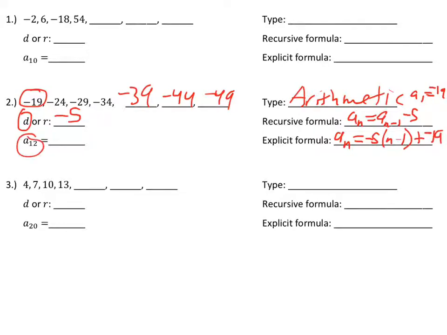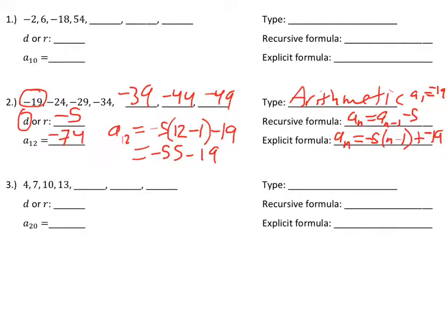And to get a sub 12, you're going to take your explicit formula and put 12 where you see the n. So we're going to do -5 times 12 minus 1, and then we're going to plus -19 or just subtract 19. 12 minus 1 is 11. And then -5 times 11 is -55. And if you subtract 19 from that, -55 minus 19, you're going to get your answer, which is -74.